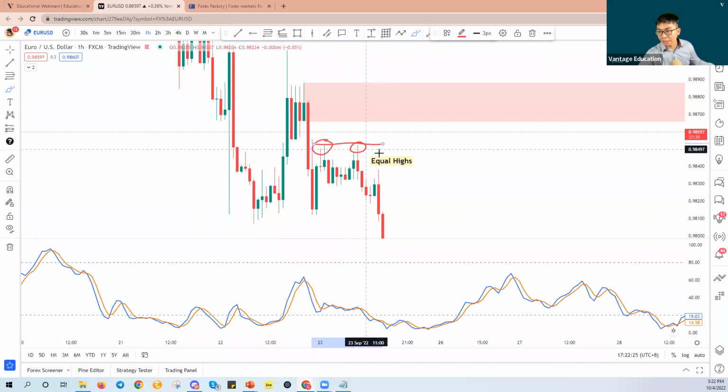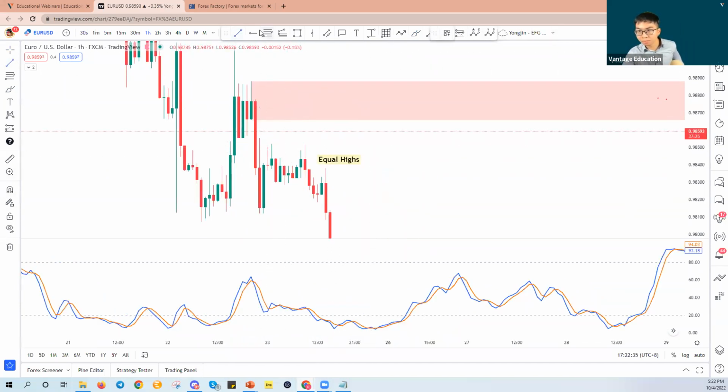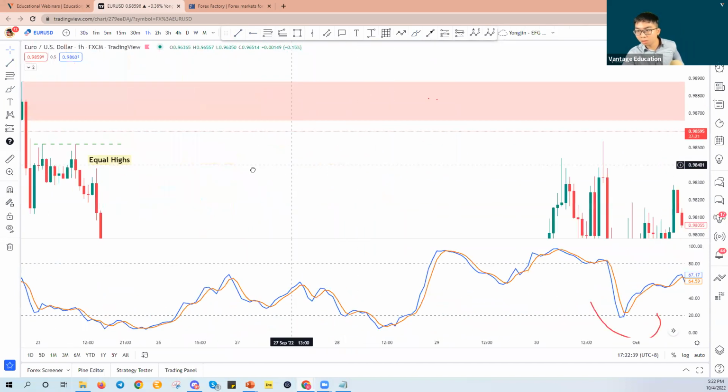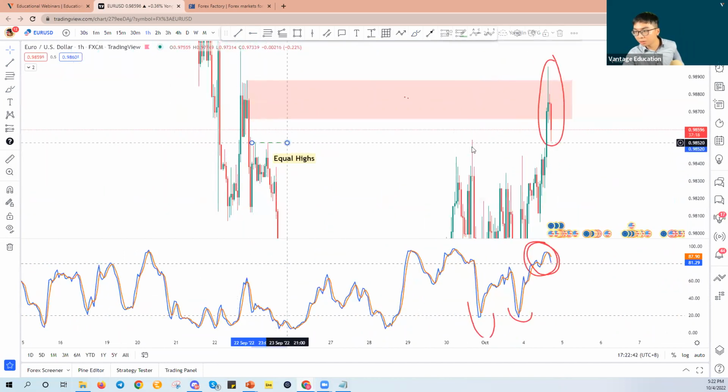Okay, so we are looking at equal highs. What I like to do is draw a line. Since we have spotted this area, I'll draw a line from here all the way across. Okay, price seems to have already cleared here.